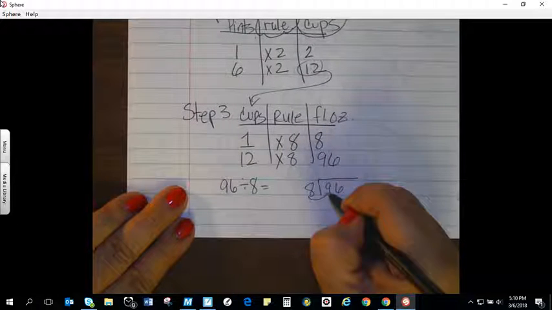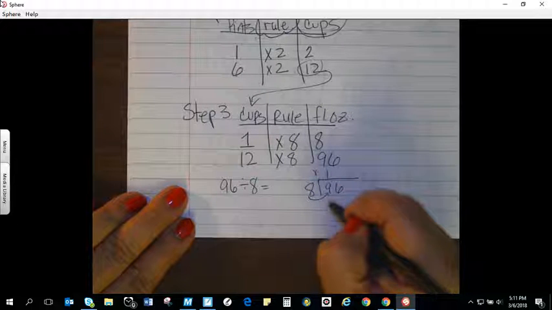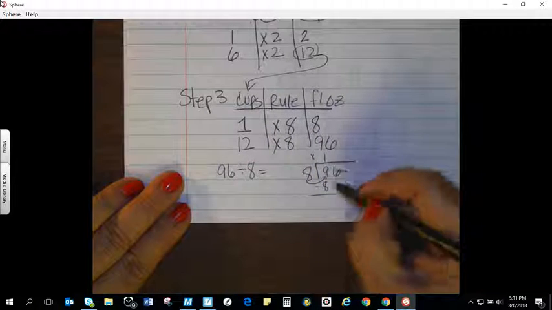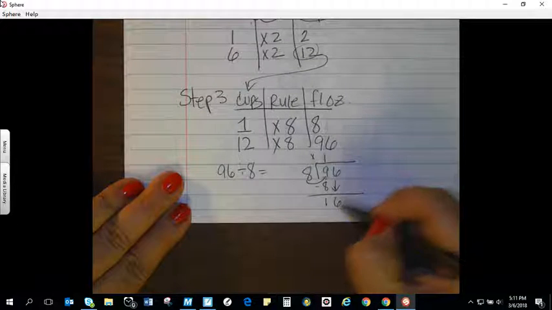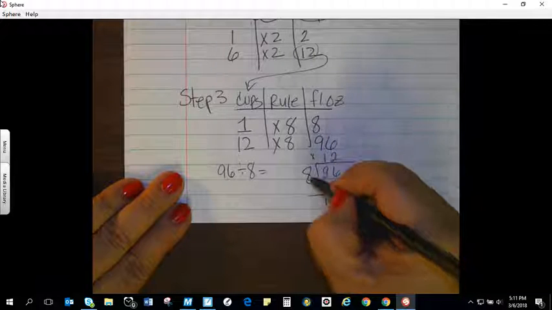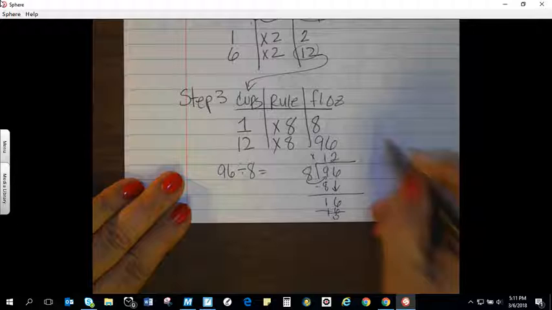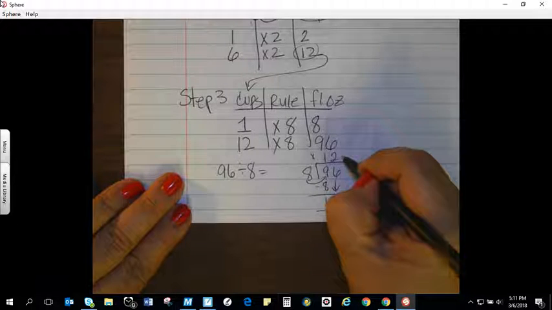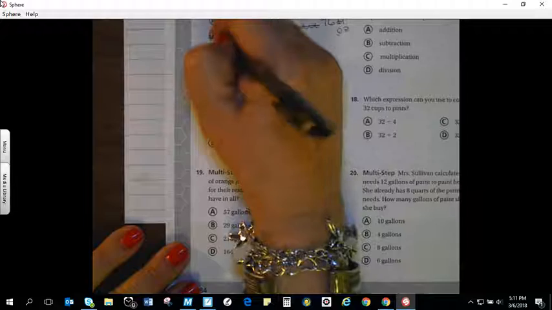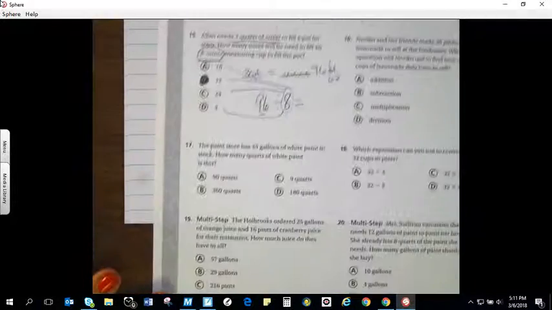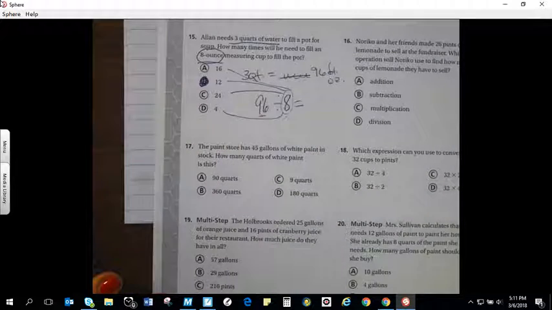8 goes into 9 one time. 1 times 8 is 8. Subtract that out. 9 minus 8 is 1. Bring down my 6. 8 goes into 16 2 times, because 2 times 8 equals 16. My answer, I have 0 remaining. So I'm looking at 12 times I have to take my cup and pour it through. And so my answer is 12. I have to travel 12 times from the sink to the pan to fill it up to get 3 quarts of water. So you see, this is something that you also do in the kitchen.